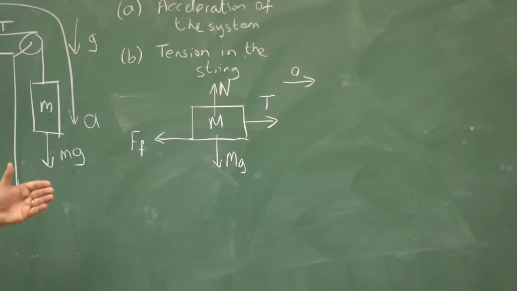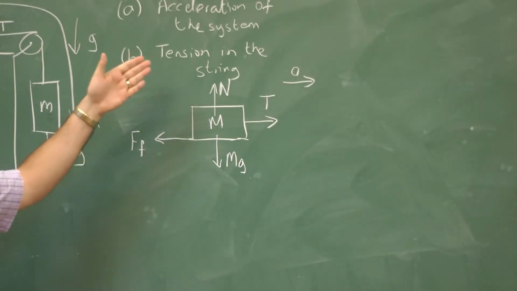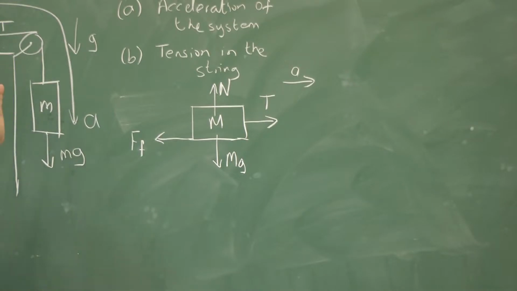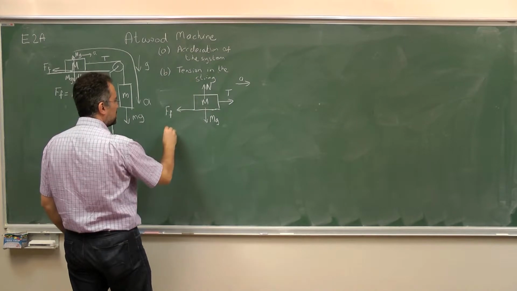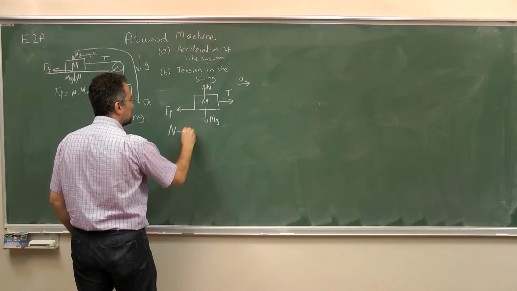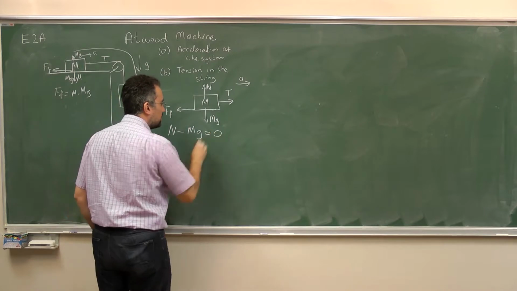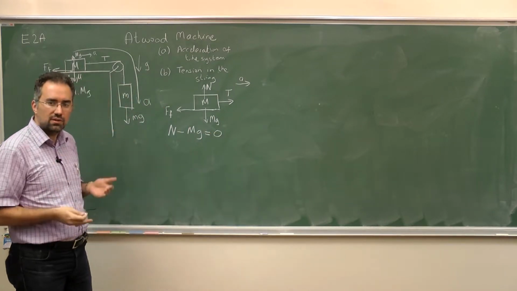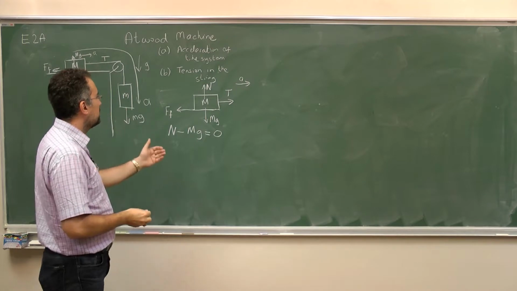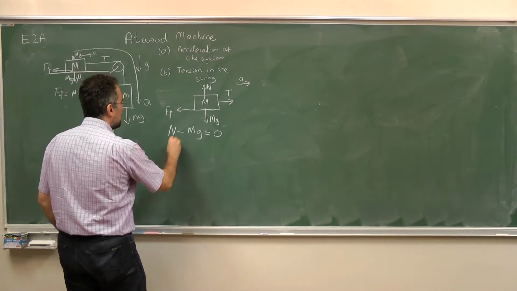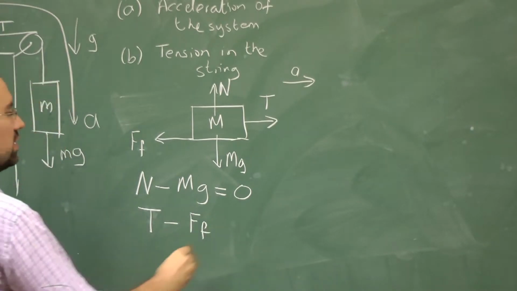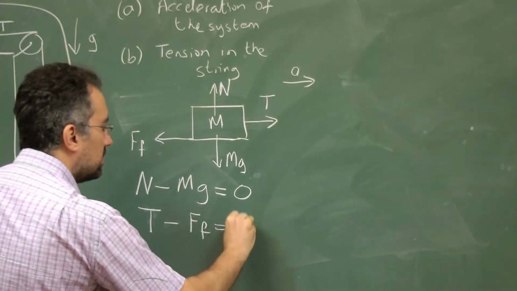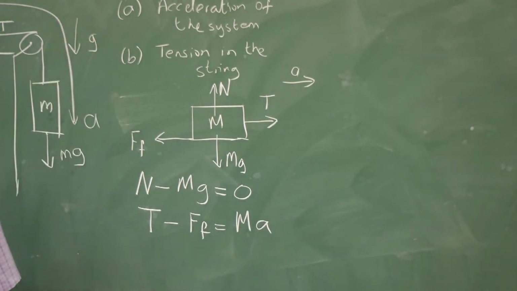So if I write, in this case, I have two equations to write. One is in the vertical direction. Wonderfully, I have no angles, no sines, no cosines. So one equation says, if I take up as the plus direction, N minus mg equals 0, because the mass does not accelerate in the vertical direction. In the horizontal direction, I have T minus the force of friction equals mass times the acceleration. Equation number 2.